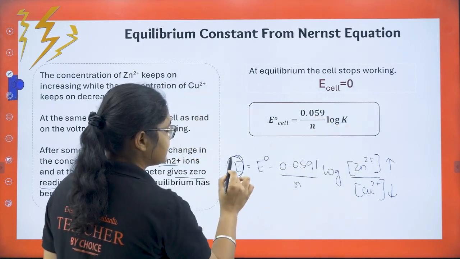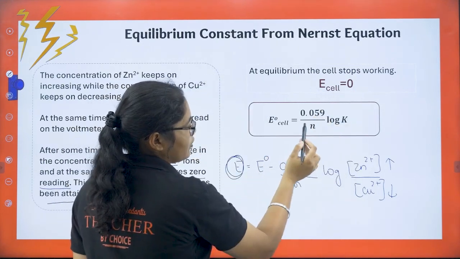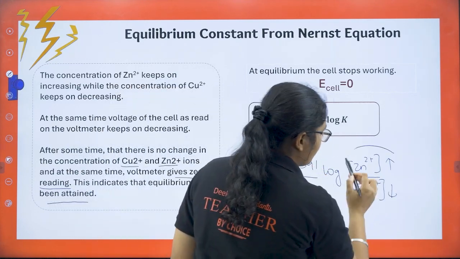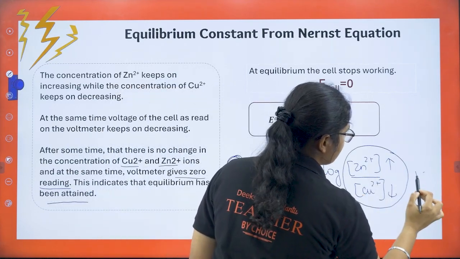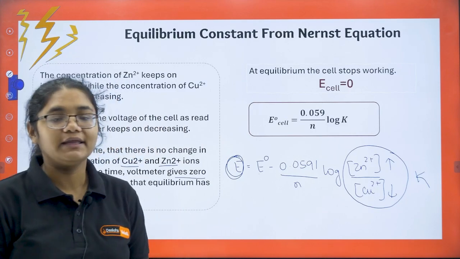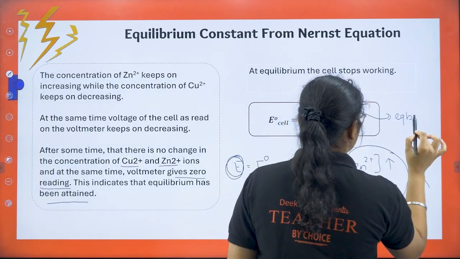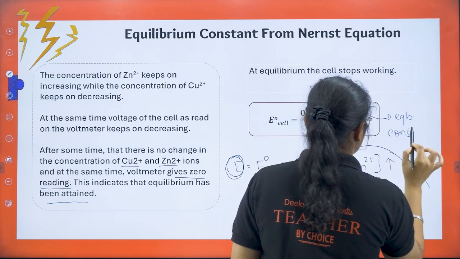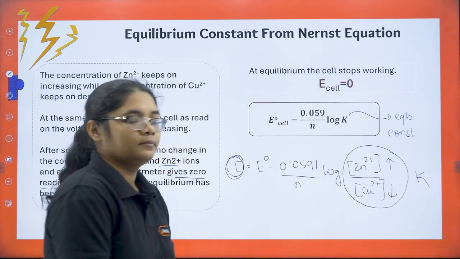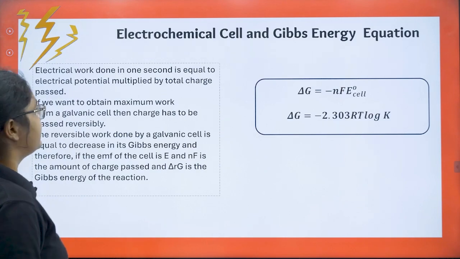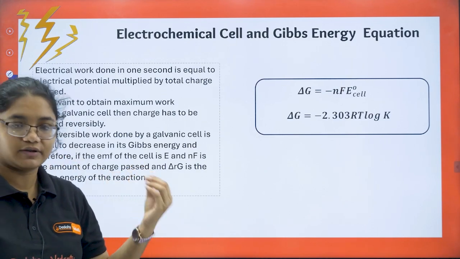So if this E of the cell becomes 0, I can write E naught is equal to plus 0.059 by n, log of this whole concentration, and since it is the equilibrium concentration, it is denoted by K. So what is this K here? This K is your equilibrium constant. Clear? Okay. Next we'll move to electrochemical cell and Gibbs free energy.